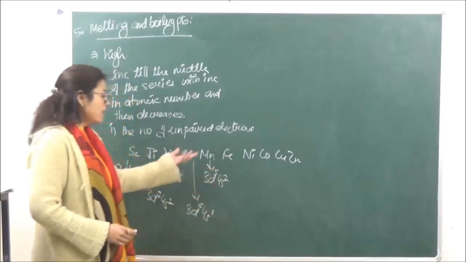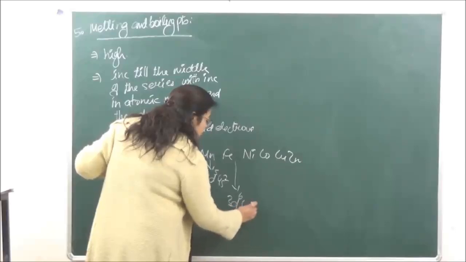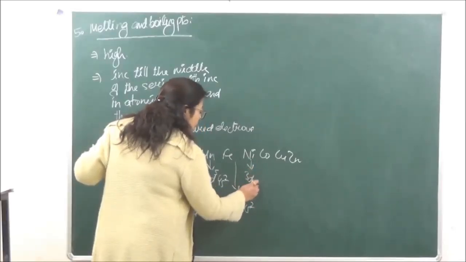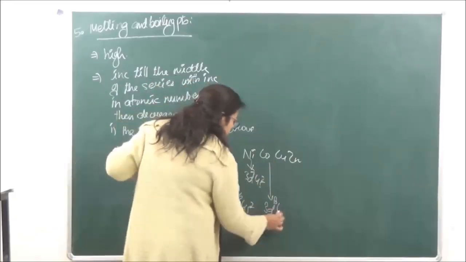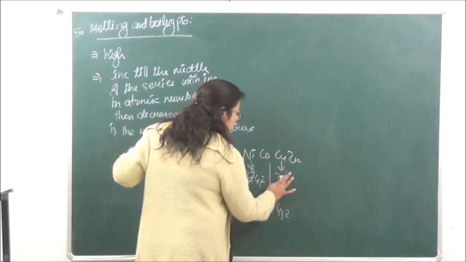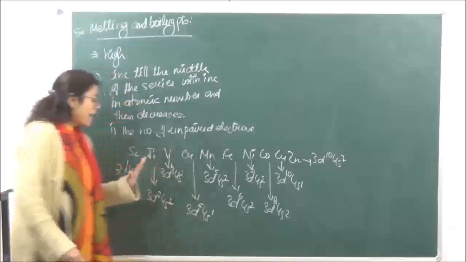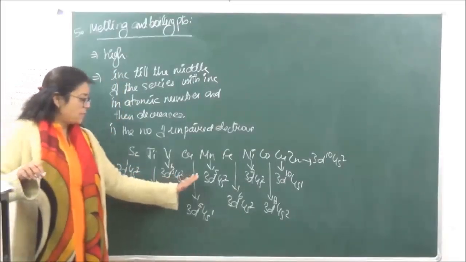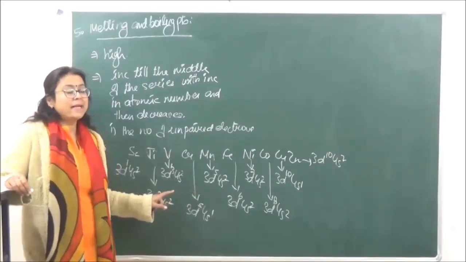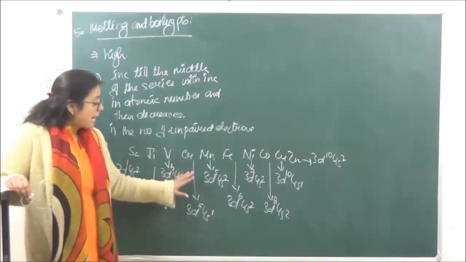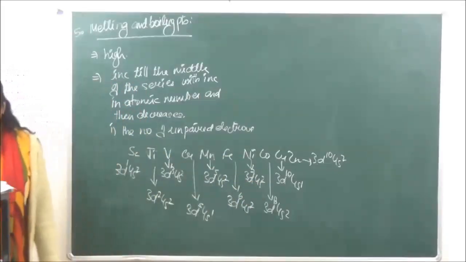Okay, then when we go to iron, the number of unpaired electrons will now keep on decreasing. So as the number of unpaired electrons keeps on increasing, the melting points will keep on increasing because the intermetallic bonding is going to be stronger. As the number of unpaired electrons keeps on decreasing, the melting points will also keep on decreasing.